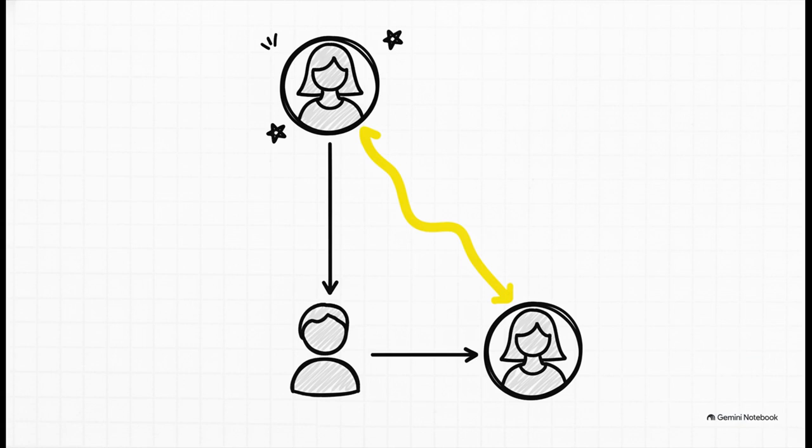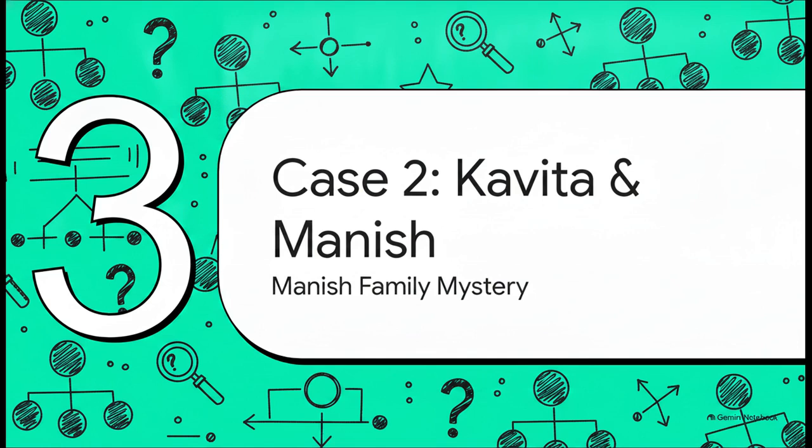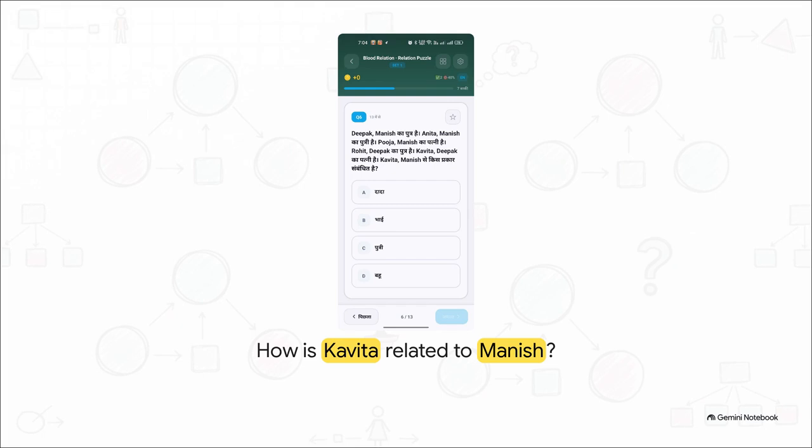By just drawing it out, what seemed like a totally confusing jumble of names became a simple, straight line of logic. All right, let's tackle Section 3, Case 2, Kavita and Manish, the Manish family mystery. Here's our next set of clues.